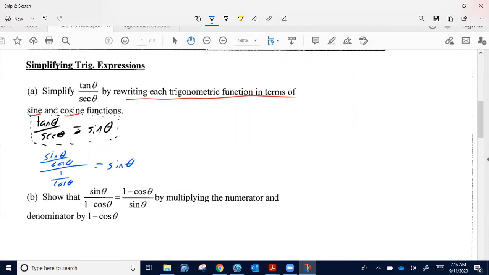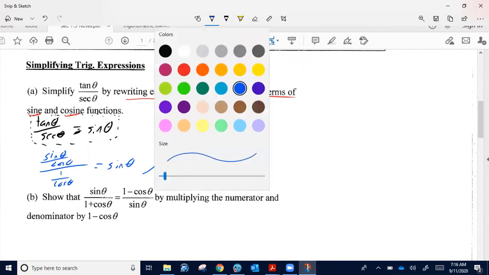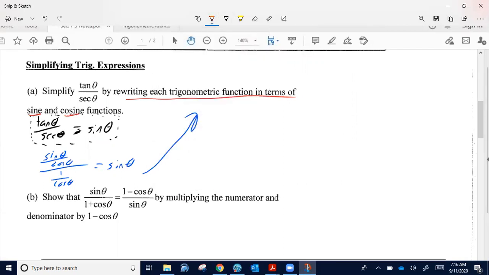That's what it's going to equal, hopefully. Now, you have to over-show work. Don't assume anything here. If I'm dividing with two fractions, I need to multiply by the reciprocal of that second fraction. So sine over cosine will be multiplied by cosine over 1. That still equals sine of theta.